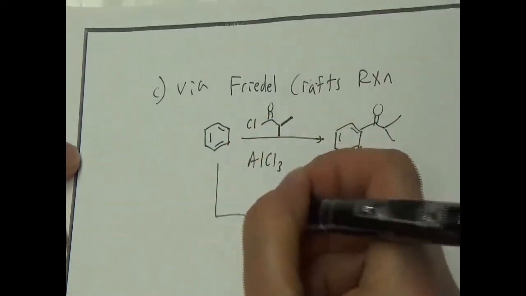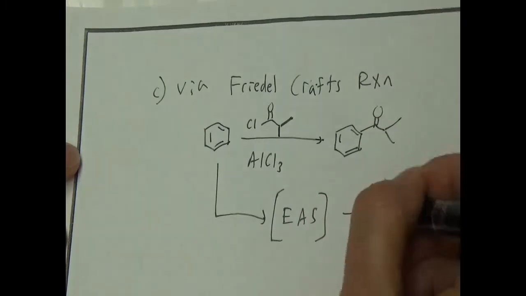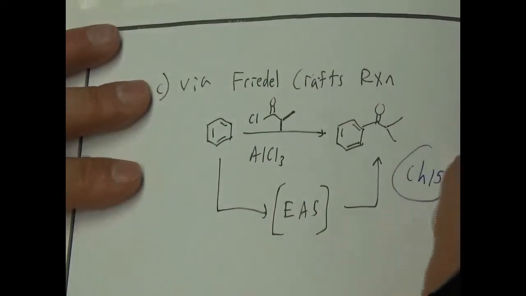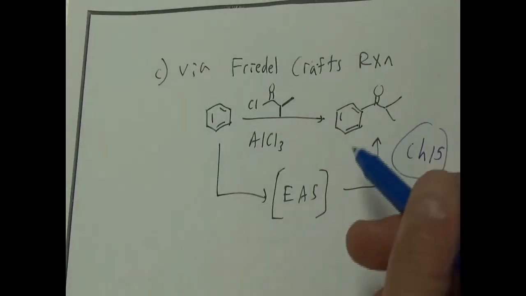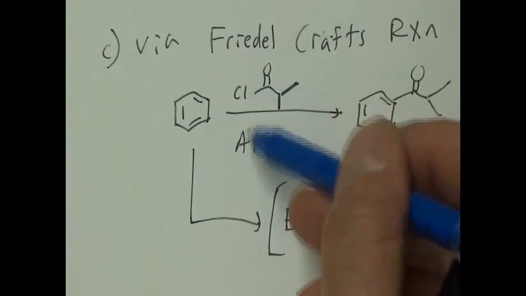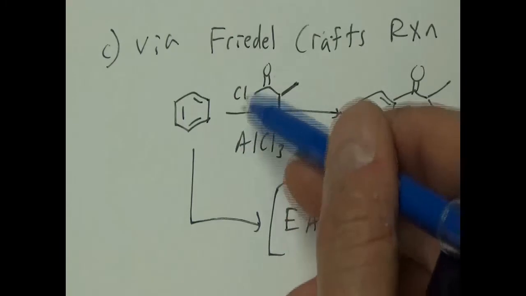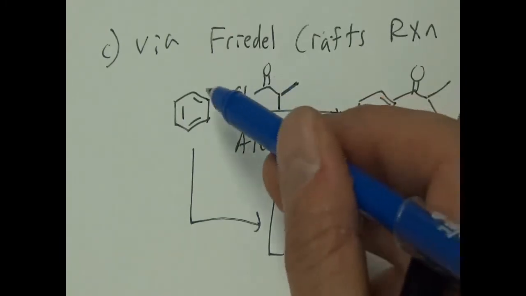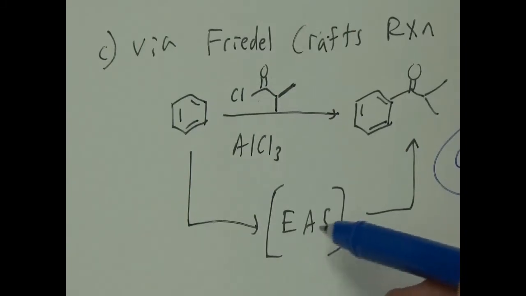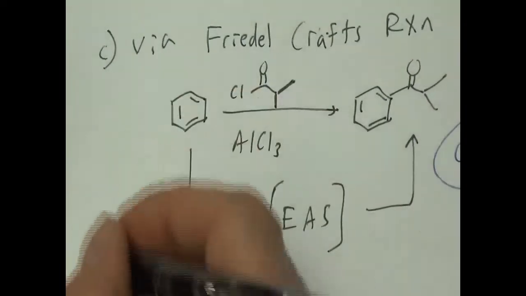And this is an EAS reaction. I'm not going to review it. You can review it. It's in chapter 15, right? It's chapter 15. The basic idea of the mechanism was that the chloride talks to the aluminum and forms a coordination, and then this aluminum tears off the chlorine and you make a carbocation, and then the benzene attacks it. EAS, electrophilic aromatic substitution. Okay.